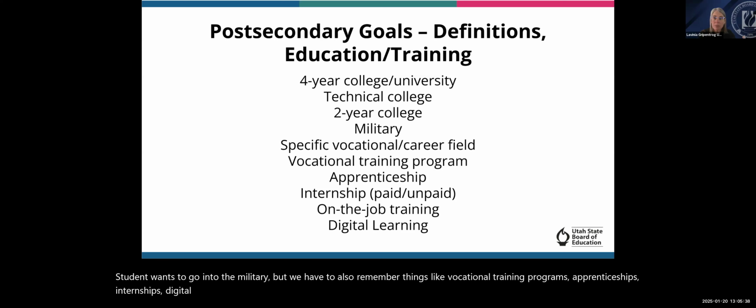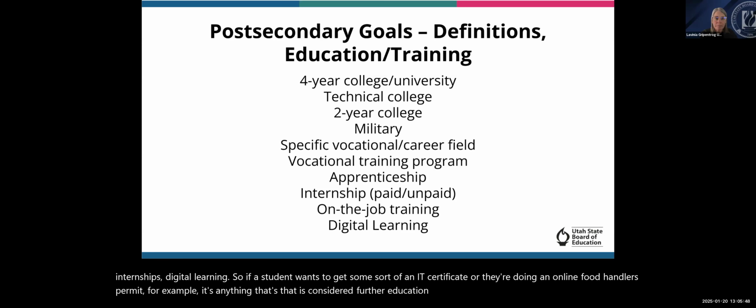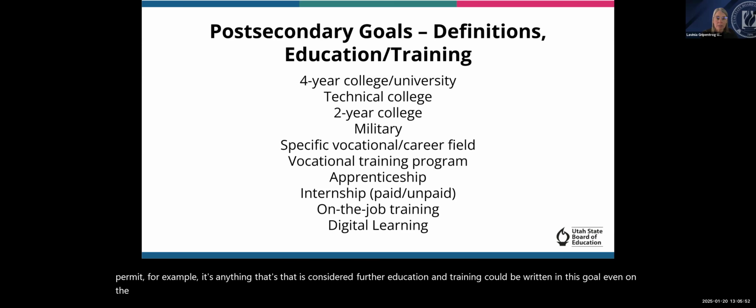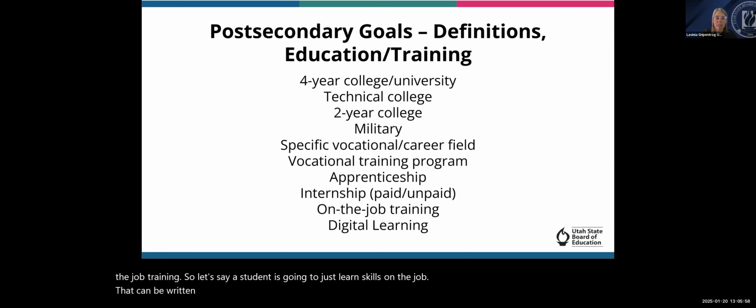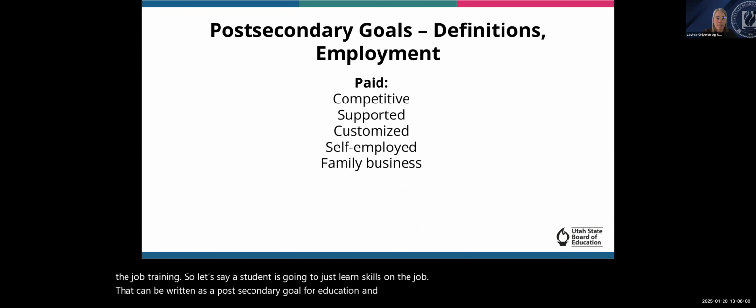So if a student wants to get some sort of an IT certificate, or they're doing an online food handler's permit, for example, it's anything that is considered further education and training could be written in this goal, even on the job training. So let's say a student is going to just learn skills on the job, that can be written as a post-secondary goal for education and training. Now let's kind of shift to post-secondary goals for employment.